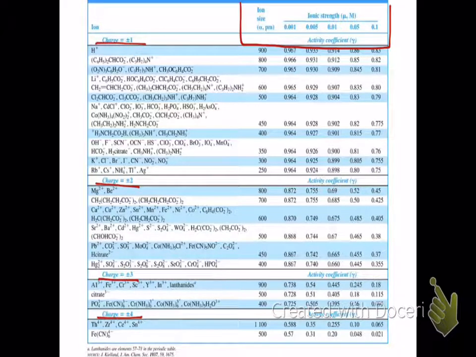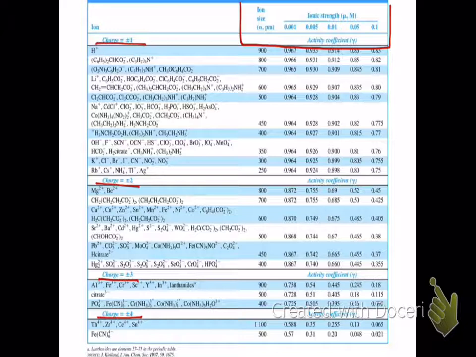We have our ionic strength, mu, calculated at various concentrations. So our ionic strength mu is 0.001, 0.005, 0.01, and then the activity coefficients are what are below for each of those different concentrations. So we can look these up at predetermined concentrations that we happen to be working at and work from these activity coefficients and multiply them by our concentration to actually get our true activity.